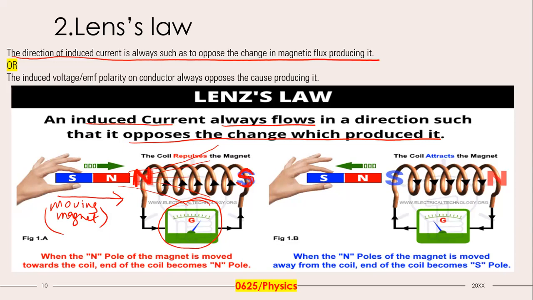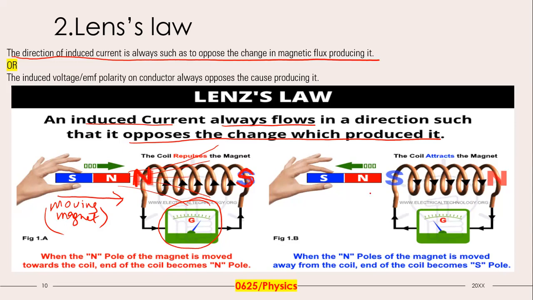So if this happens, only then the moving magnet, which is the cause, can be stopped. After that, we can use the right hand grip rule to identify the direction of induced current. You will hold the coil in your right hand, point your thumb towards the north pole, and then the curl of fingers will tell you the direction of the induced current in the coil.